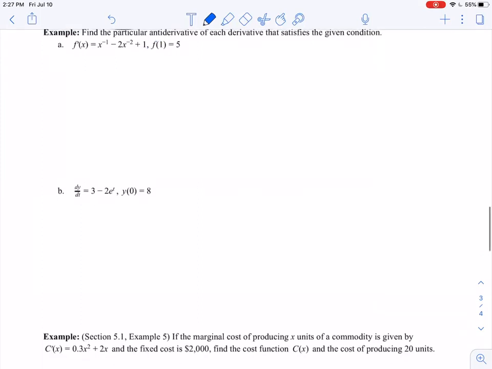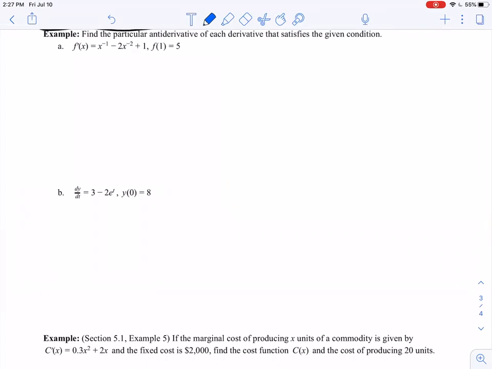So here, we'll start off, I have f prime of x equals x to the minus 1 minus 2x to the negative 2 plus 1, and I'm given the initial condition f of 1 is equal to 5. So I'm starting with the derivative. I'm trying to work my way backwards to f of x. So I need to start by taking the antiderivative, or the indefinite integral. So I would like to integrate x to the minus 1 minus 2x to the minus 2 plus 1.